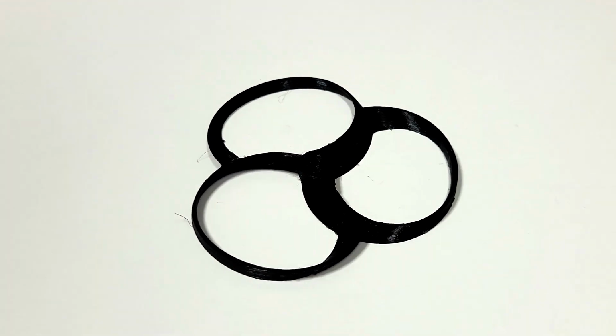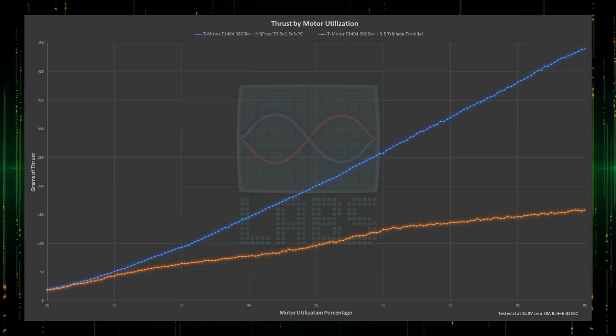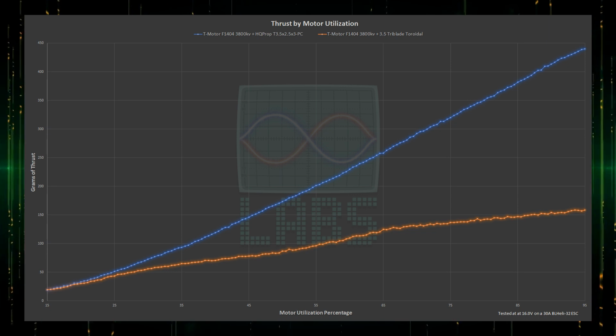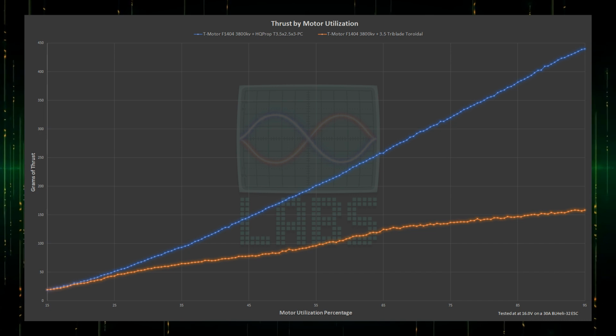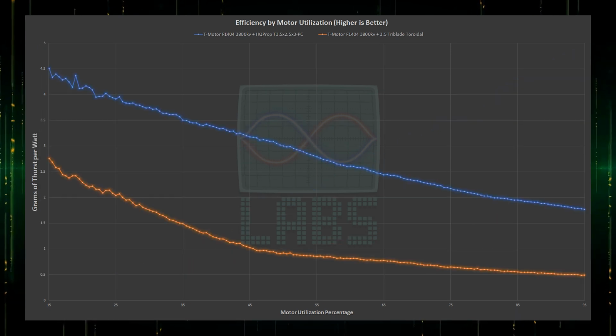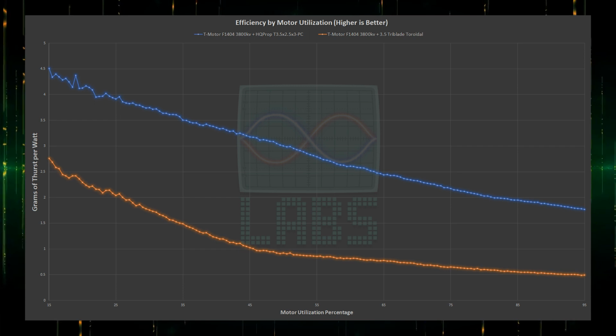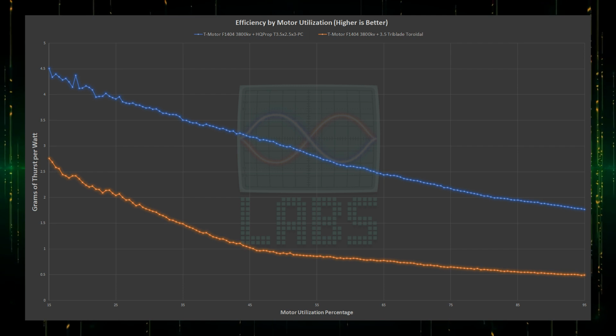Let's jump into the results, starting with thrust. As you can see, the toroidal propeller in orange performed extremely poorly on this motor, only pulling a maximum of 150 grams of thrust. While this may be sufficient for a sub 250 gram quadcopter to take off, the flight would likely be sluggish. And you can see here that the efficiency was extremely poor, requiring the same amount of watts per gram near the start as the HQ prop required at the top throttle.